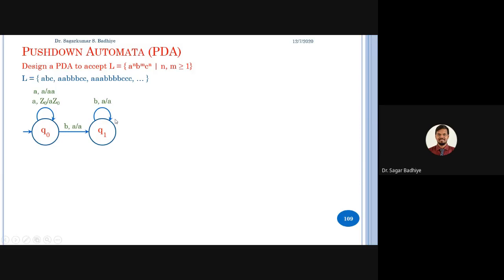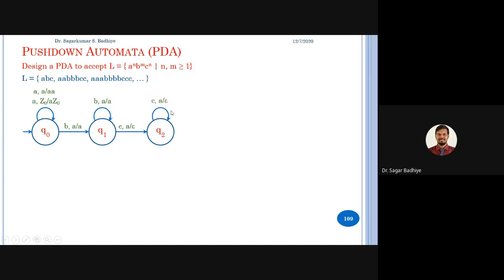When we start reading C, so now we need to match these C's with the A we have pushed on the stack, right? For that, whenever we'll read a C, we'll pop A from the stack, because number of C's should be equal to the number of A's, right? So we'll read a C when A is on the top of the stack. At that time, we'll pop, right? And we'll continue to do so until we get z0 and epsilon on the input and z0 on the top of the stack, right?